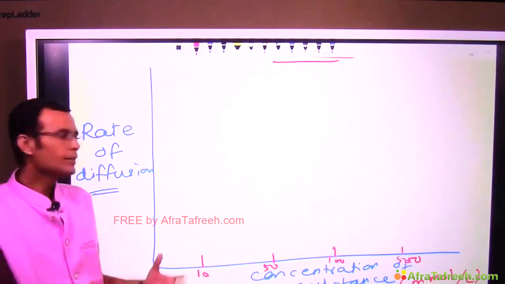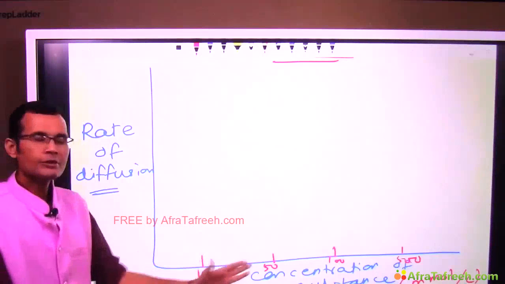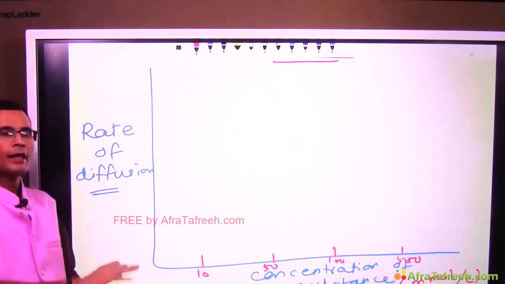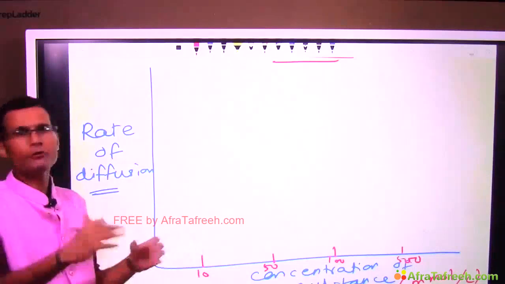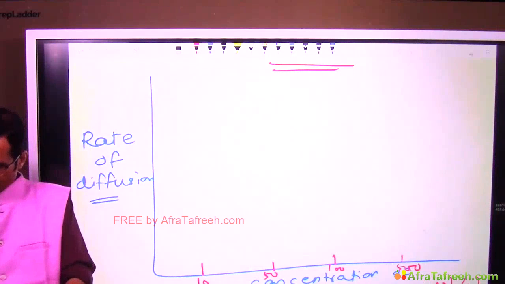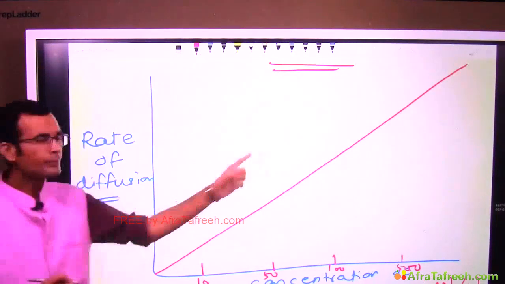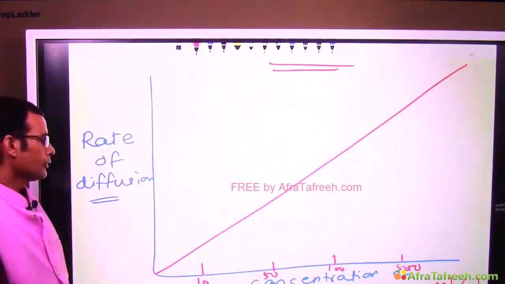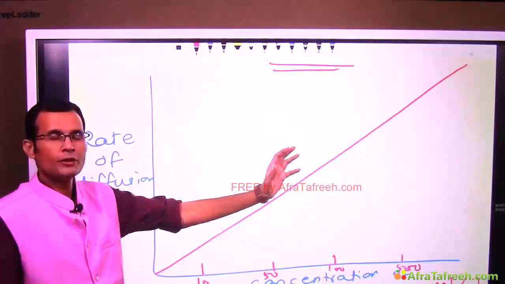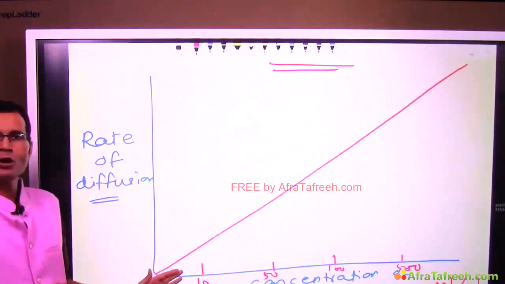What I'm trying to say in this graph is how the concentration of substance will be increased on one side of the membrane, and that means, of course, concentration gradient will also increase. See the graph for simple diffusion. Straight line, linear. It's a linear graph. So you go on increasing the concentration of the substance on one side of the membrane, the rate of simple diffusion will go on increasing.